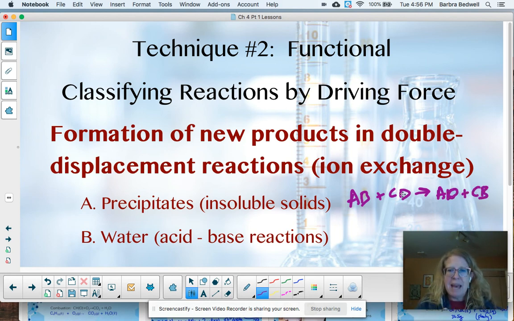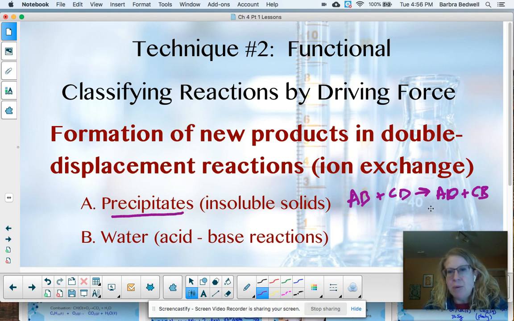Well, why does this happen sometimes and not other times? Sometimes you put two solutions together and nothing happens. Sometimes you put two new solutions together and you see a change, or some energy happens, it gets warmer or colder. There are two major driving forces here, and this would be the formation of these new products. Number one would be the formation of a precipitate.